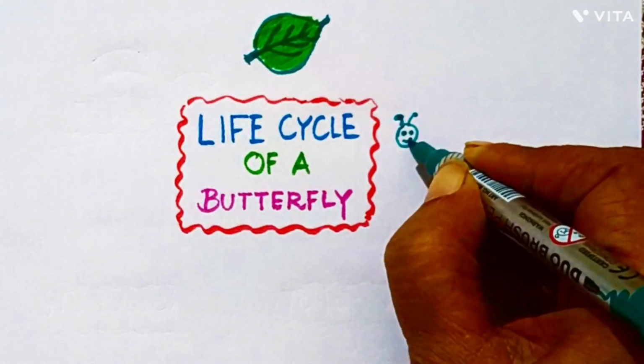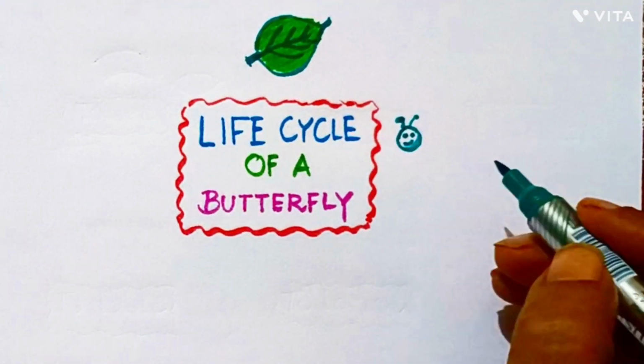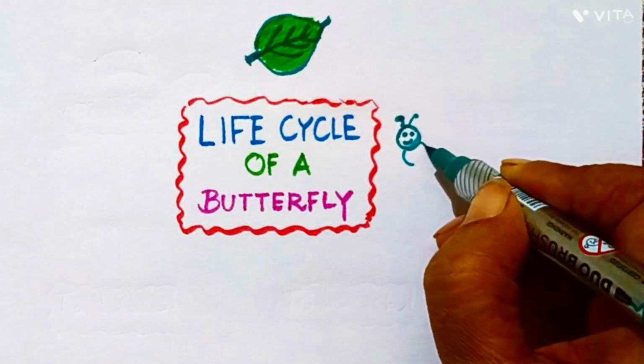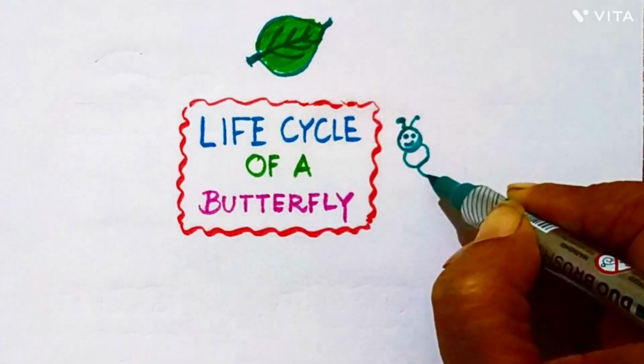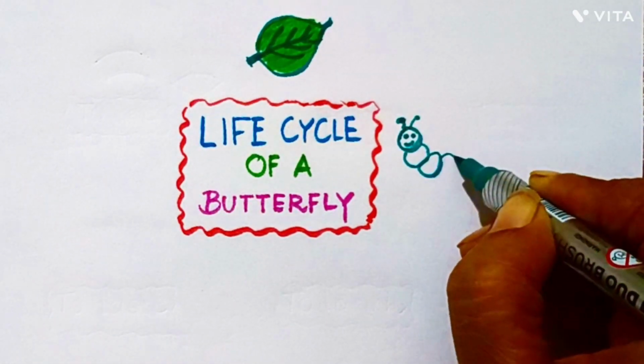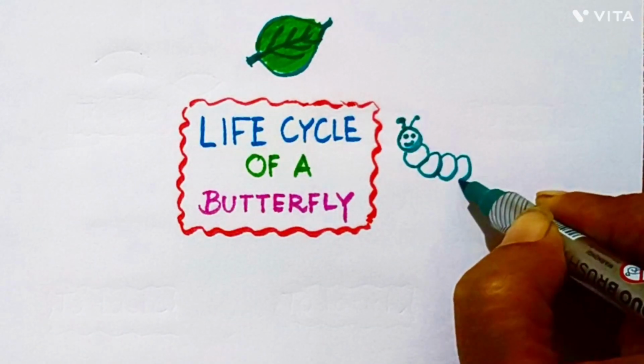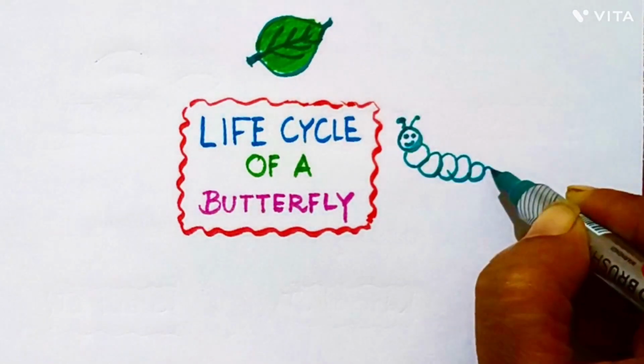Stage 2. Caterpillar. A baby caterpillar comes out of the egg. It eats lots of leaves and grows bigger every day.